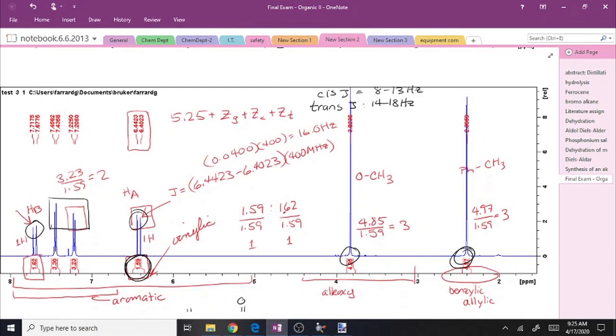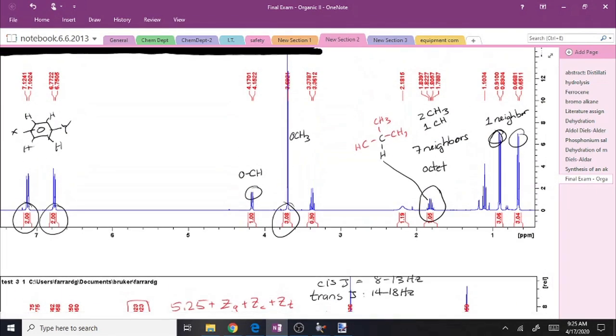NMR, be able to calculate coupling constants, chemical shifts, be able to determine integrations if they're not already whole number values. You should be familiar with the regions so that you know which are alkoxy or benzylic, allylic, aromatic, etc., or just plain alkyl as we have down here. You should be able to look at splitting and determine the number of neighbors and determine a structure and determine whether or not that structure does indeed match the structure that you're proposing for a reaction.